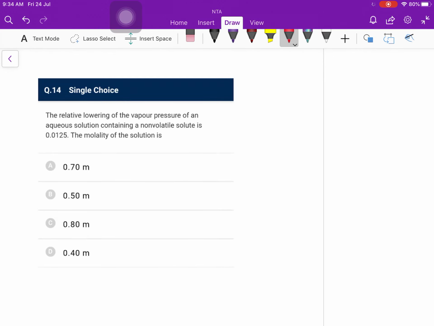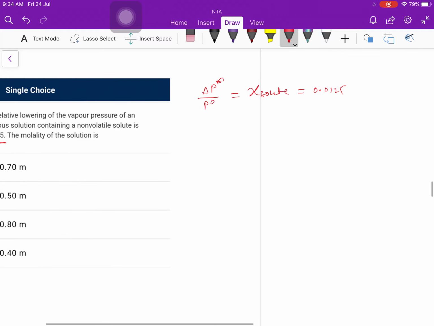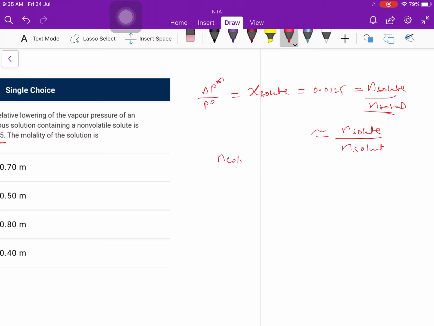Question number 14. The relative lowering of vapor pressure of an aqueous solution containing a non-volatile solute is this. So relative lowering in vapor pressure, ΔP upon P naught, is X of solute. The mole fraction of solute we know is 0.0125, and this is mole of solute upon total mole. So we can approximate it with mole of solute upon mole of solvent, because mole of solute seems to be very less out of 1. So let mole of solvent equal 1, then mole of solute will be 0.0125.